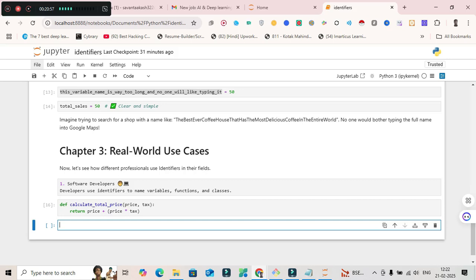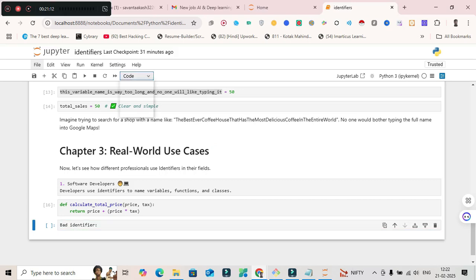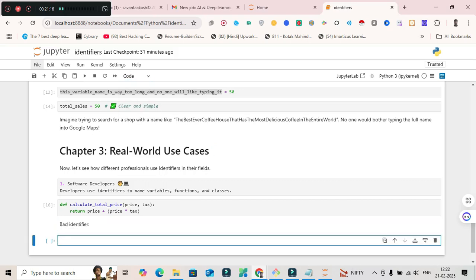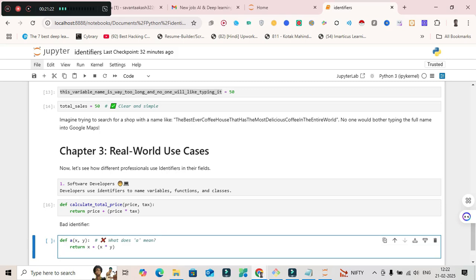You will be asking, what is a bad practice, a bad identifier? A bad identifier is nothing but a name which you give that is not following best practices and market standards. So let's say if I'm using something like this, def a(x, y), who will understand this?